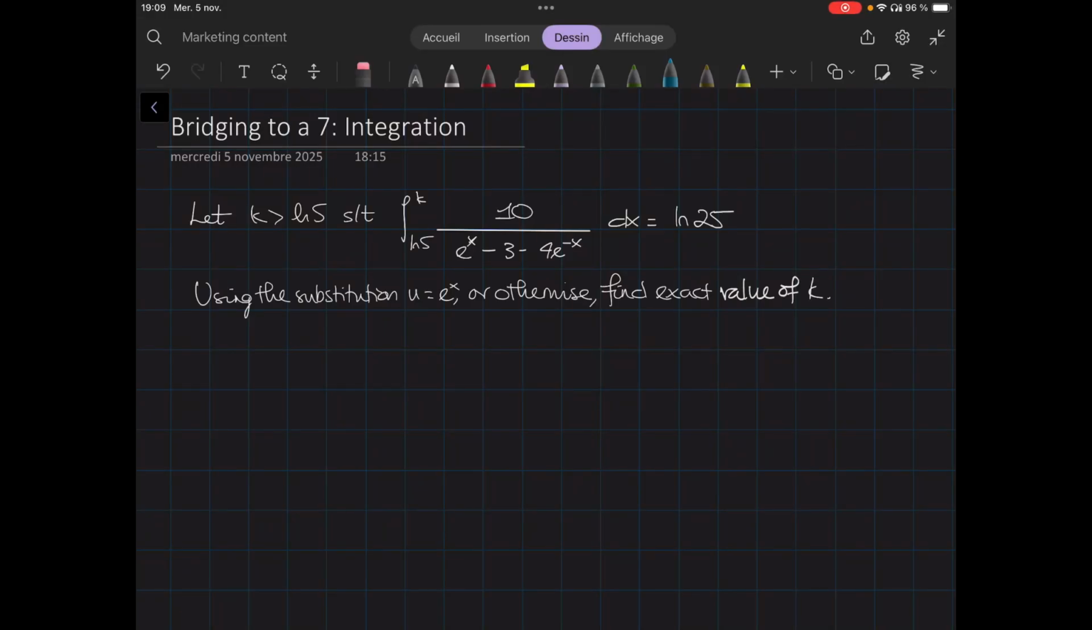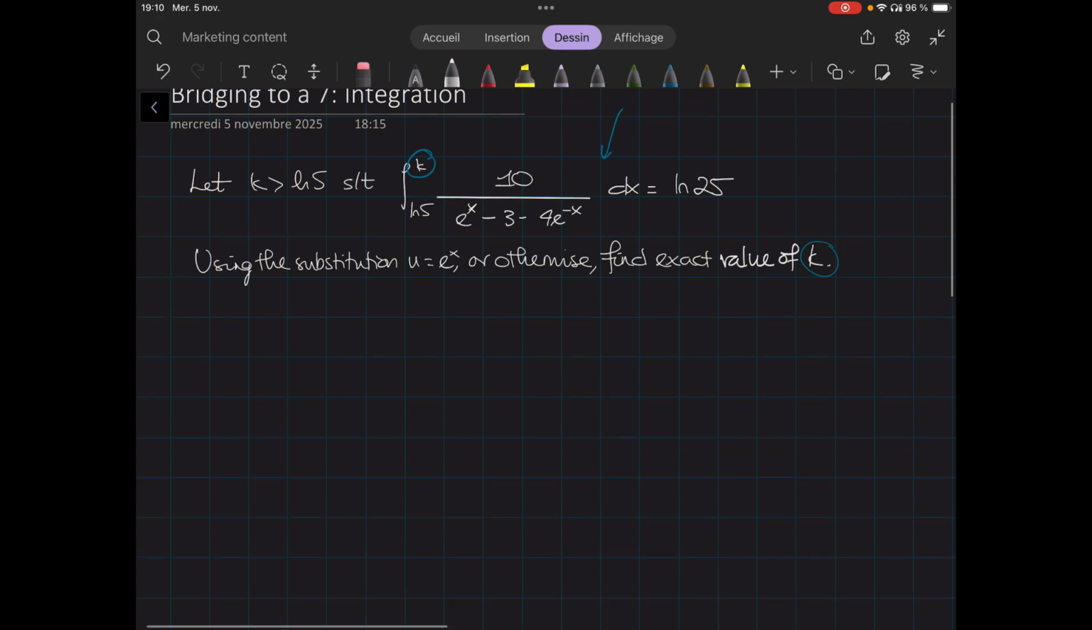Hiya! In today's episode of Bridging to a 7, we'll focus on integration. You have one fancy integral in front of you, as well as the bounds, and you're asked to find the exact value of k, which is hanging on the integral.